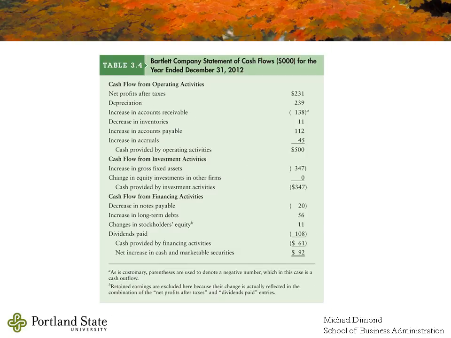And the statement of cash flows is shown in the indirect form. The net profit after taxes, or net income, is the top line of the operating section. We add back depreciation, and then we make adjustments for our accounts receivable, accounts payable, inventories, and accruals, and come up with our cash provided by operating activities. A section for investing activities and financing activities exists, and then it gives the cash provided by each of those activities, which we can reconcile to the change in cash shown on the balance sheet.